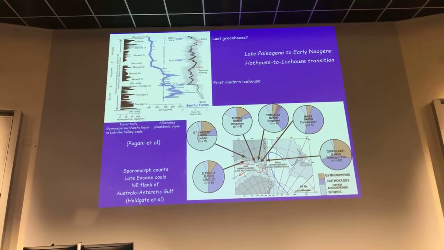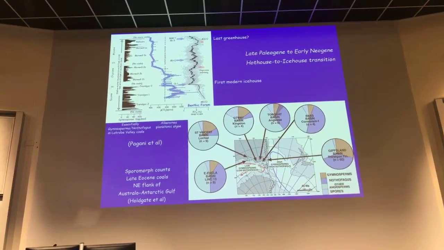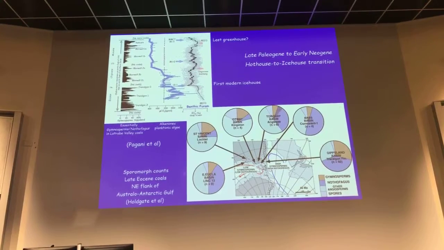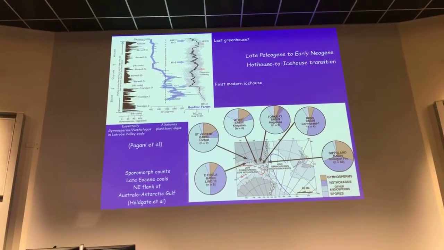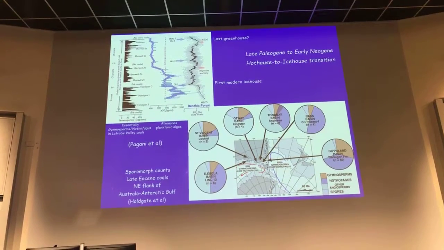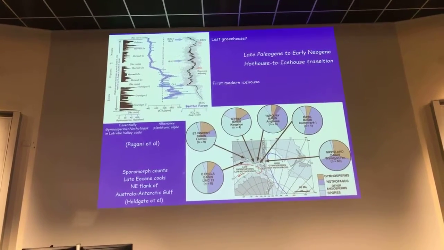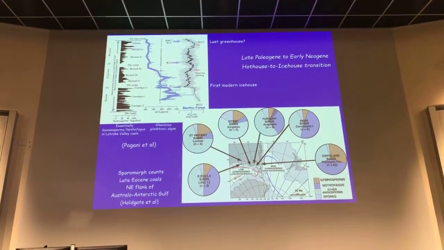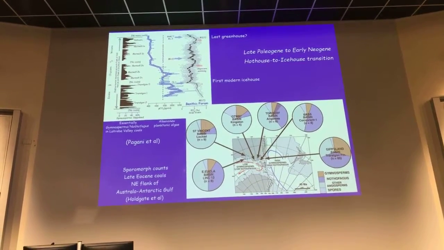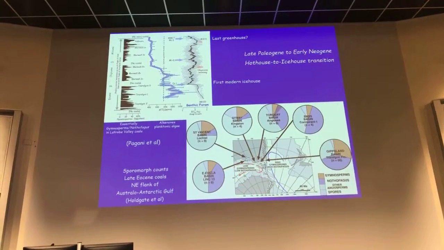Until fairly recently, we had a fairly vague idea that the coals, there's an extensive series of coals along the southern Australian margin, which is shown here in a diagram from my old friend Guy Holdgate, strung around the north shore of the Australo-Antarctic Gulf. And the coals were somewhat vaguely late Eocene to early Oligocene age. It now seems that the coals are nearly all late Eocene in age.